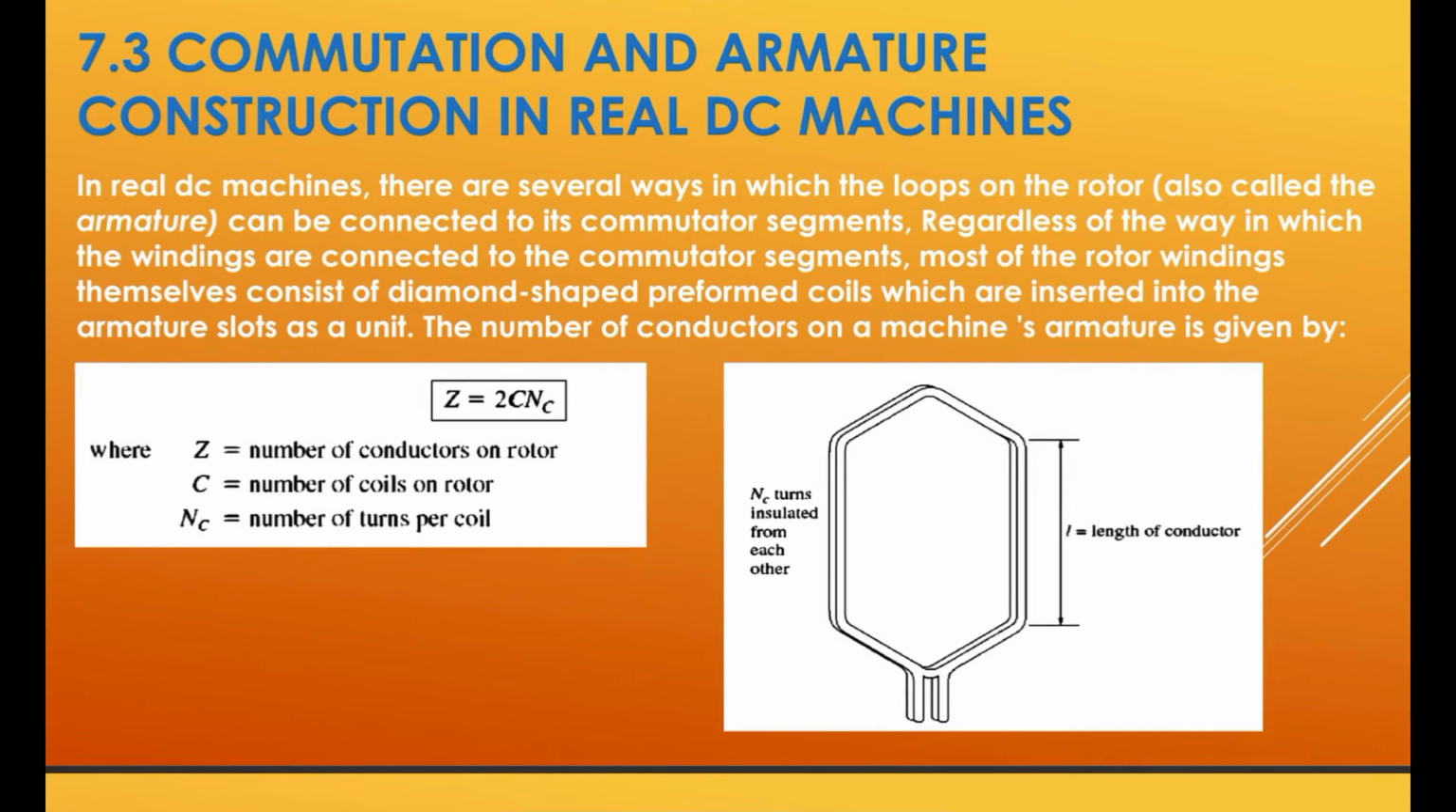The number of conductors on a machine's armature is given by this equation: Z equals 2 C N_C. What is Z here? Z is the number of conductors on the rotor. C is the number of coils on the rotor. N_C is the number of turns per coil. This is the diamond shape of the coil.